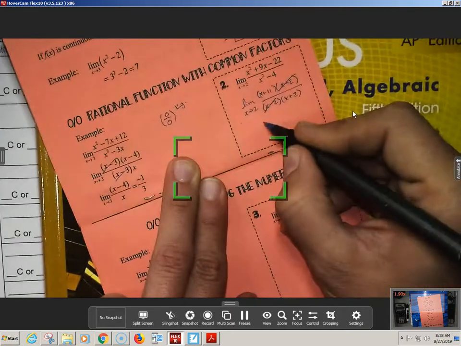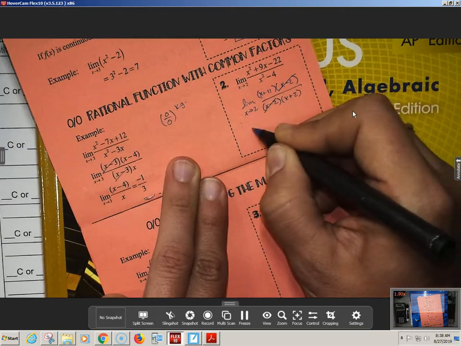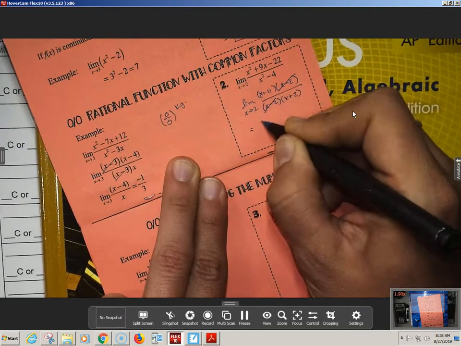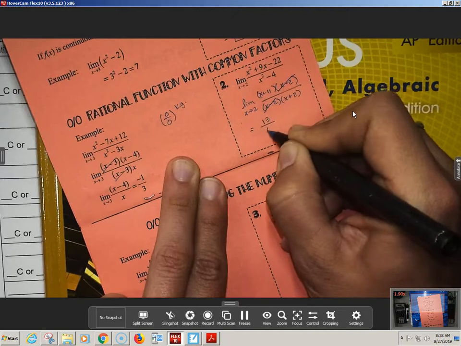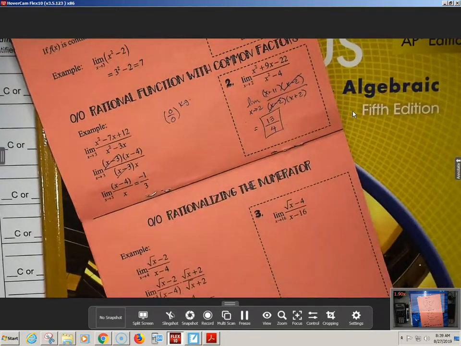Reduce. And what can I do to save a little bit of time at this point? Yeah, plug it in, plug it in. So 2 plus 11 would be 13, and 2 plus 2 is 4.